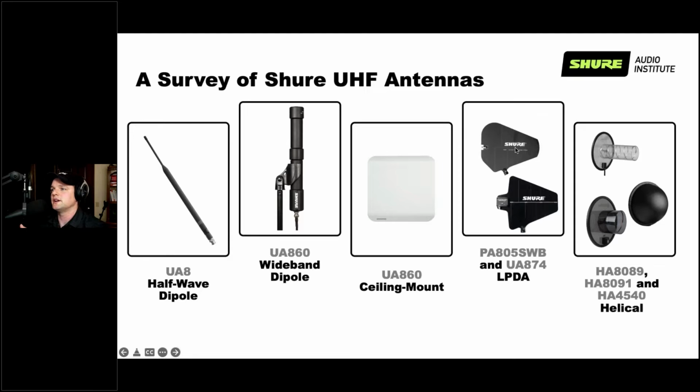The next we have basically the same antenna in two different form factors. One is the PA805 SWB, it's a LPDA, but it's passive. So you could use that for in-ears or wireless microphones. And the UA874 is active. There's a little amplifier on there that allows you to use it for receive only. And I'll cover that more. And then those are pretty directional. So those are really good for front of house and things like that.